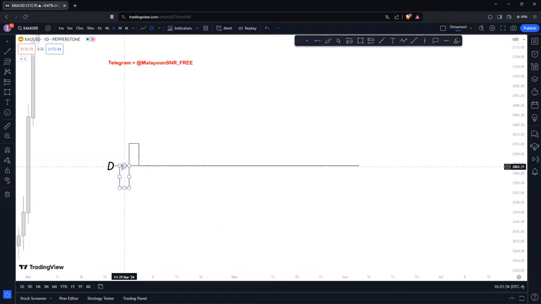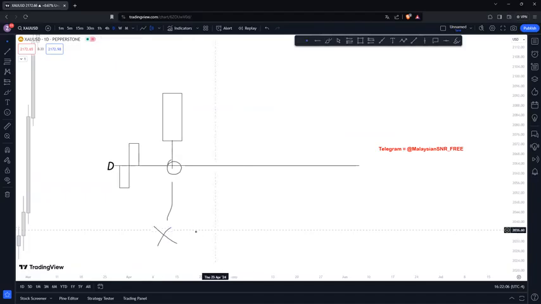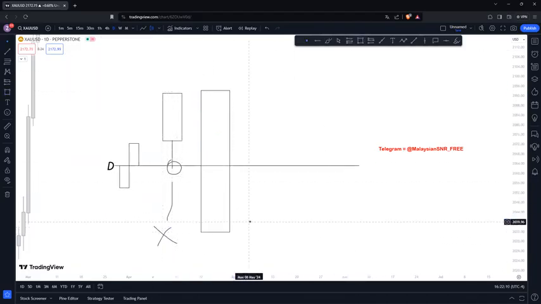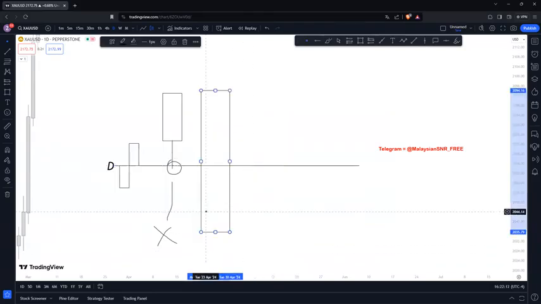So here you have a fresh gap. Now, this fresh gap is touched by a wick. It's touched by a wick, which makes the level unfresh. If it gets broken, it will be fresh again, right? It will be fresh again.